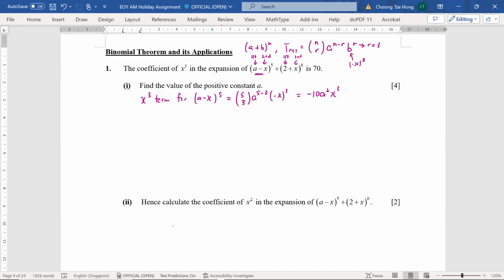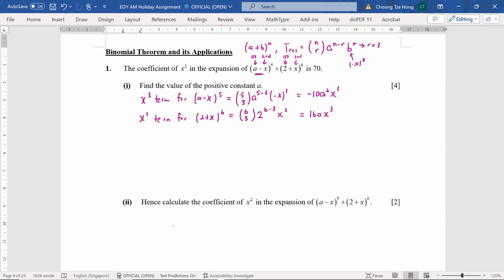Let's continue. The x cubed term for (2 + x)^6 will be 6 choose 3, 2 to the power of 6 minus 3, then x to the power of 3. If you work this out, just use your calculator: 6 choose 3 times 2 to the power of 3. You will get 160x cubed.